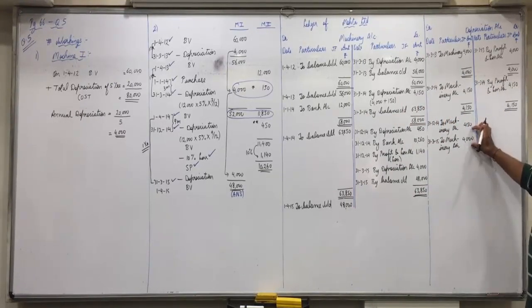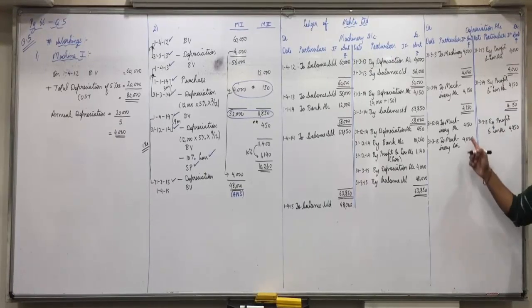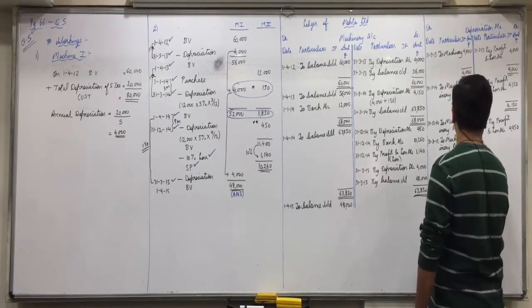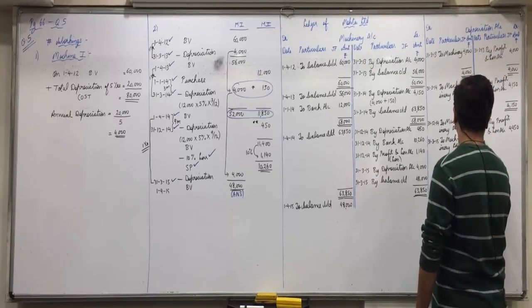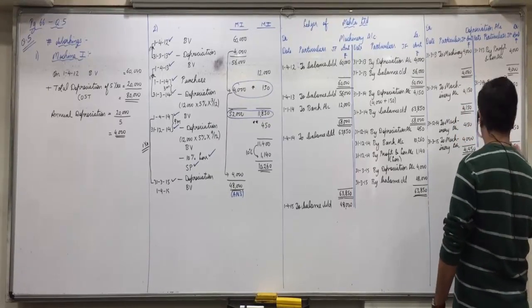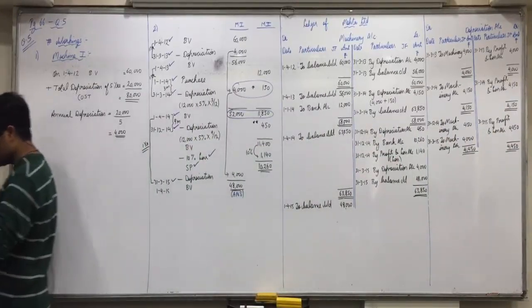And the total amount 4,450 will be transferred to the P&L account on 31/3/15 by profit and loss account, 4,450. Okay, 450 plus 4,000, the total amount will be transferred to profit and loss account. Both sides 4,450. So everyone is clear how to make this depreciation account? Any confusion in this? No, sir.